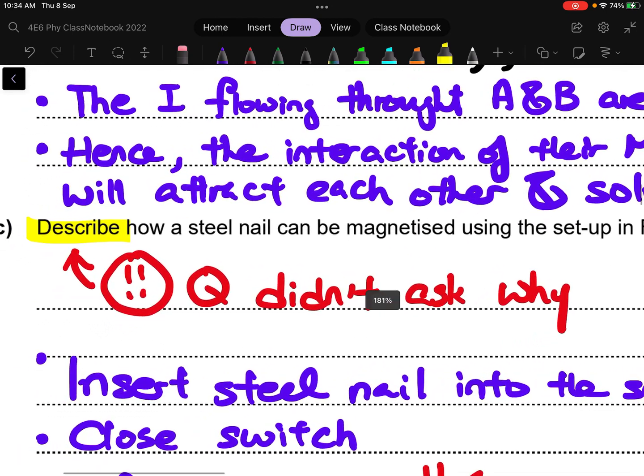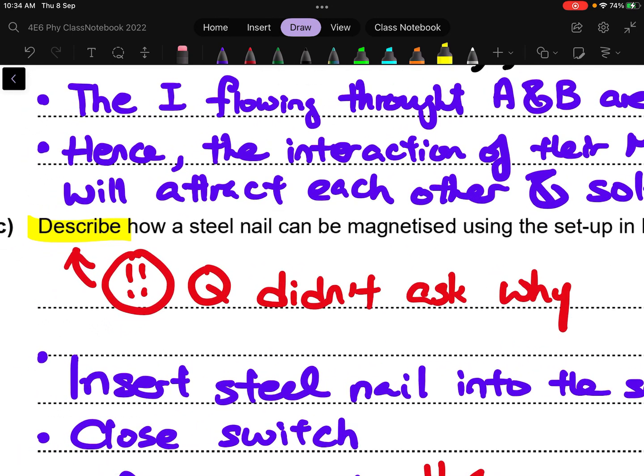Then in part C, it is a very simple, straightforward question asking you, how do you magnetize a nail? However, I can see that many of you included things like the magnetic field will align the domains, and so on and so forth. What you are trying to answer is, why does it get magnetized when it is placed in a solenoid? But that is not the question.